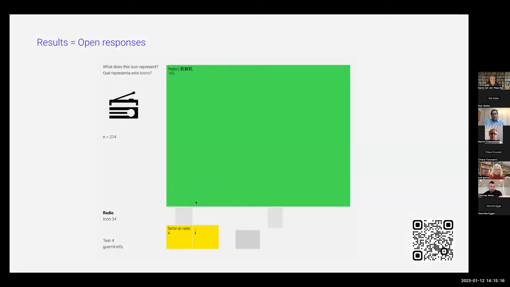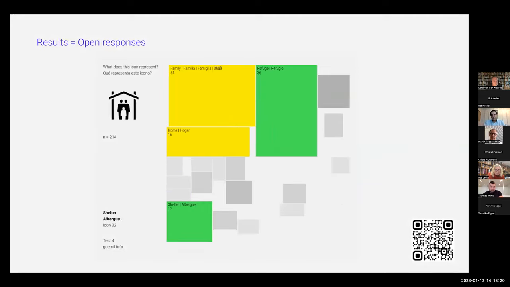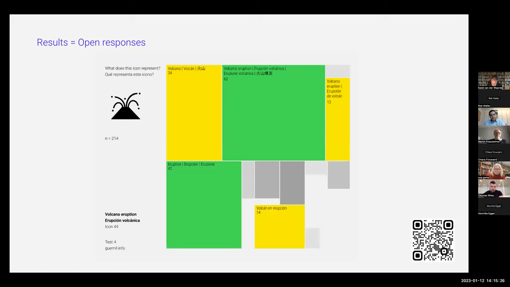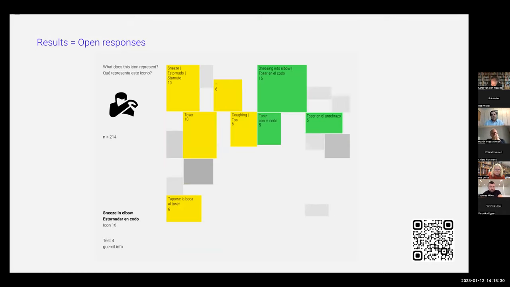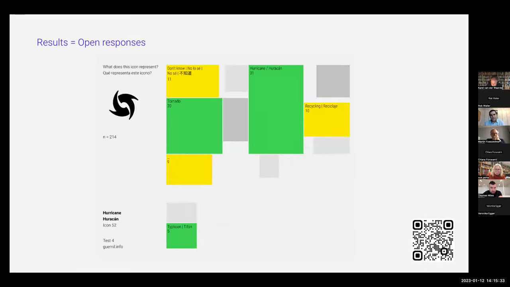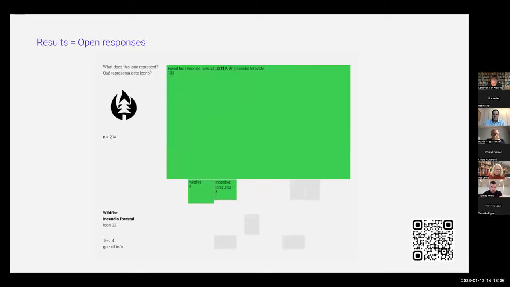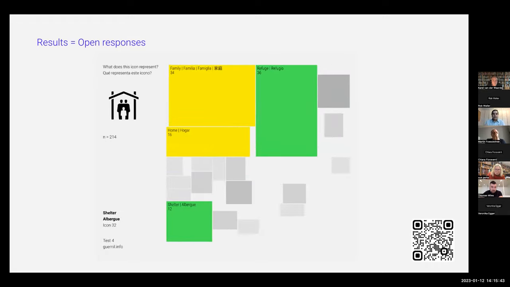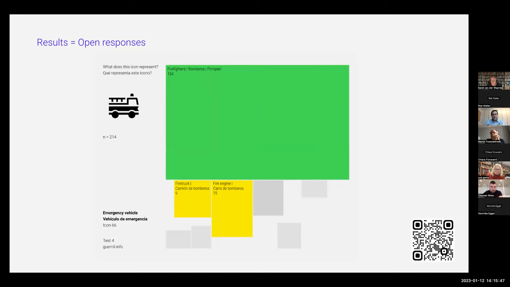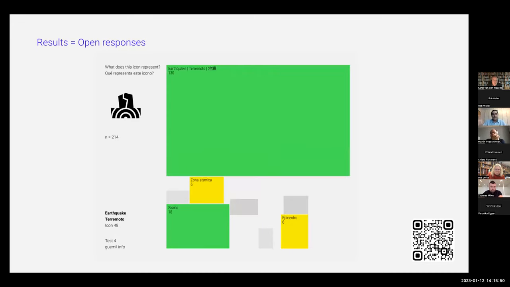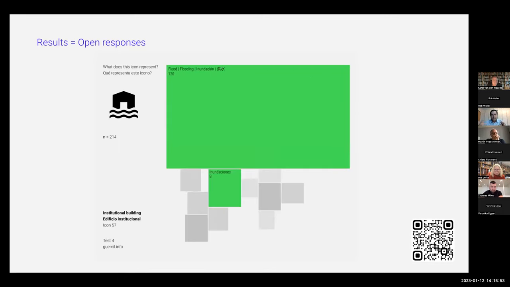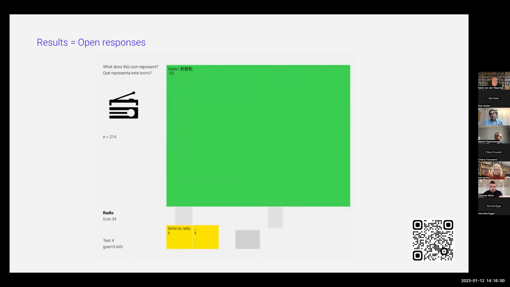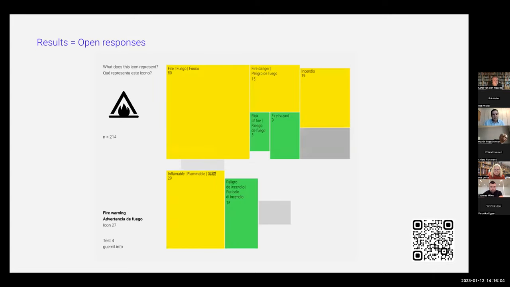So in this case, you can see from the 2021 round, we developed different rounds. We discovered that we cannot test all the icons at the same time. So we have divided. We are now in the fifth round of testing icons. And you can see here the round from 2021. These are not evaluated yet, but you can see in 214 responses, which are the trends, which are the most repeated associations in different languages, Spanish, English. In this case, we collected some responses in Chinese, in Italian.